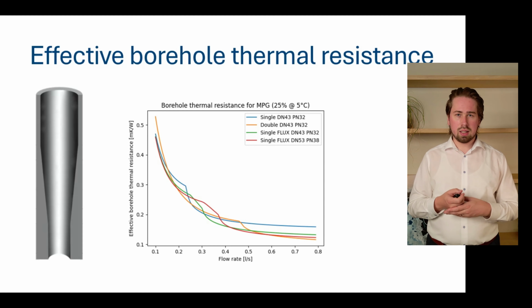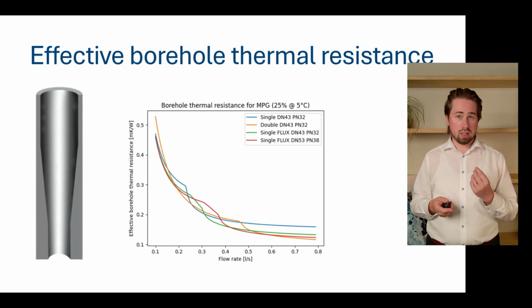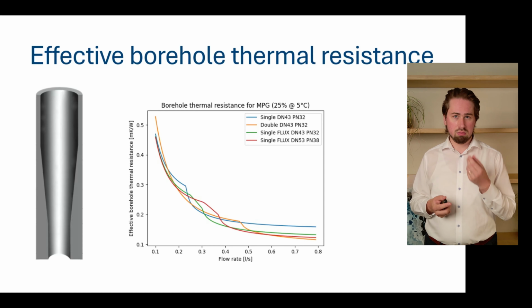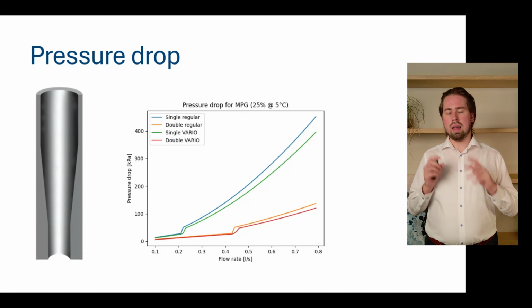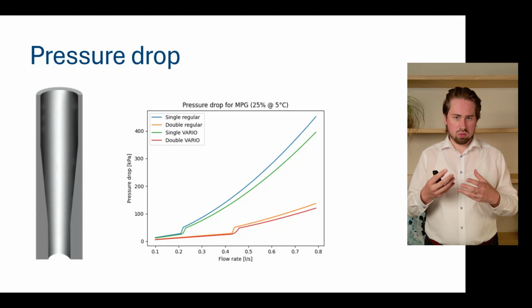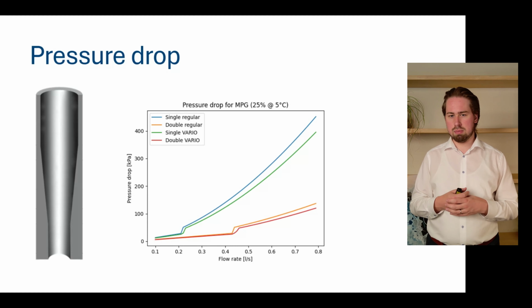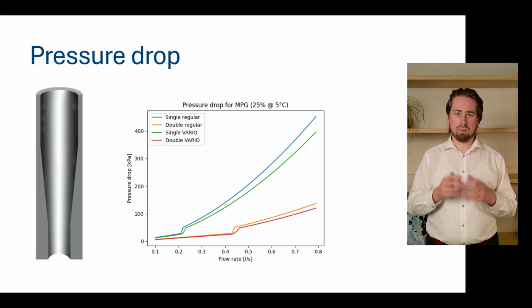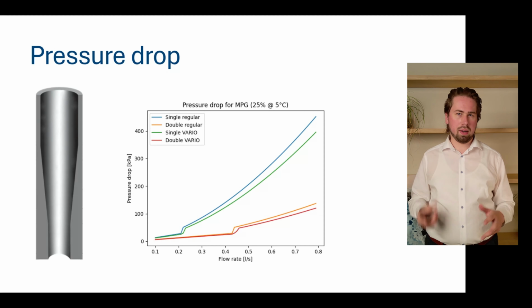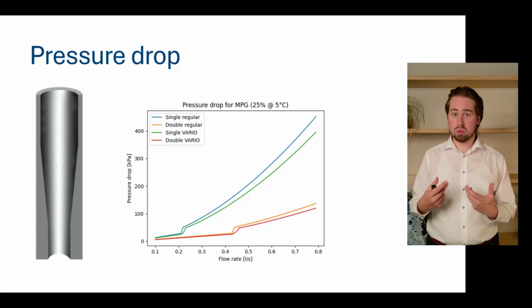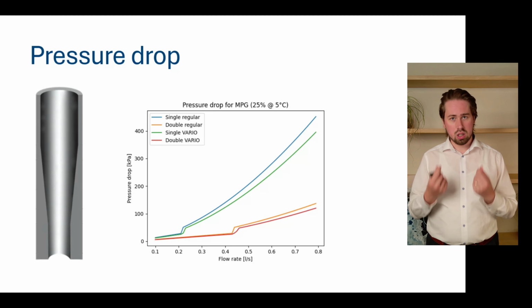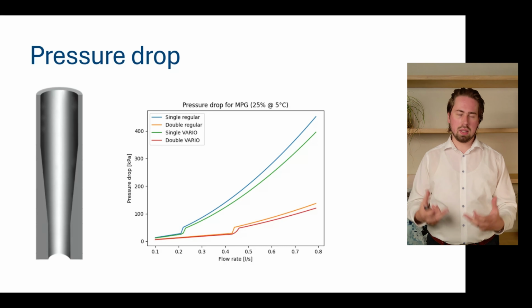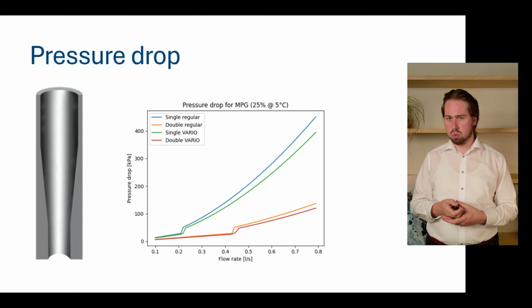But let us now take a closer look at the pressure drop, because that's actually what this probe was designed for. And there the value is clearly visible. Because here, if we just compare again the Vario DN32 PN16 with the regular probes, you see that from a pressure drop perspective, it's always better. And this is again due to the fact that you have, on average, a smaller wall thickness, meaning that also your pressure drop will be lower.